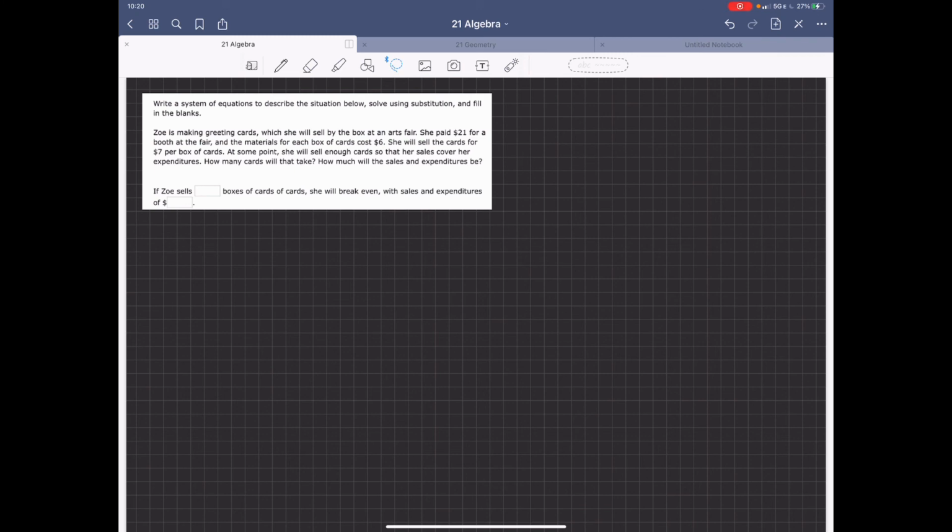How many cards will that take, and how much will the sales and expenditures be? So we're going to fill in the blanks. So I know that x equals a box of cards, y equals dollars. The first equation is y equals 6x plus 21. And then the second equation is y equals 7x. So we know that y equals y, so we're going to solve for x.